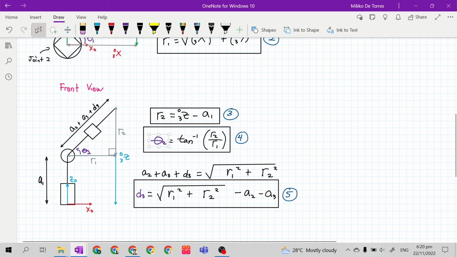Then to solve for d sub 3, we will use the Pythagorean theorem. Oh, I forgot. I'm correct, we need to square this. Because the Pythagorean theorem looks like this. Okay, this is the Pythagorean theorem.